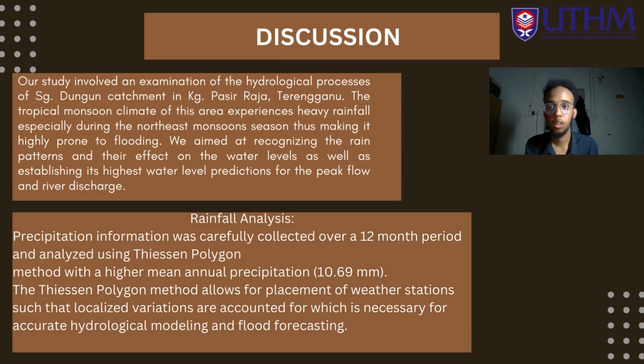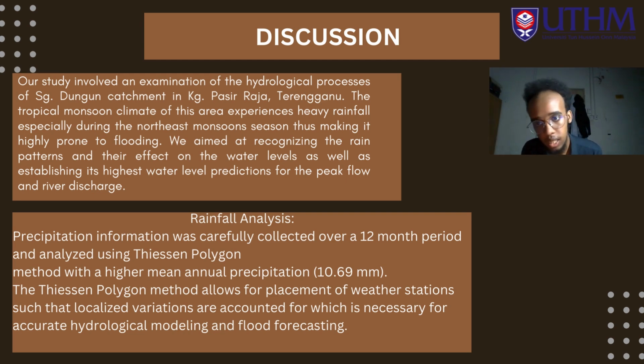In our discussion part, our study involved an examination of the hydrological process of Dangan catchment in Pasir Raja, Terengganu. The tropical monsoon climate of this area experiences heavy rainfall, especially during the northeast monsoon season, thus making it highly prone to flooding. We aimed at recognizing the rain patterns and their effects on the water levels, as well as establishing the highest water level prediction for the peak flow and river discharge.